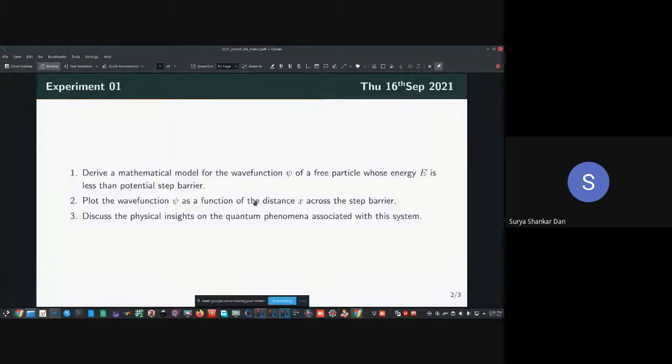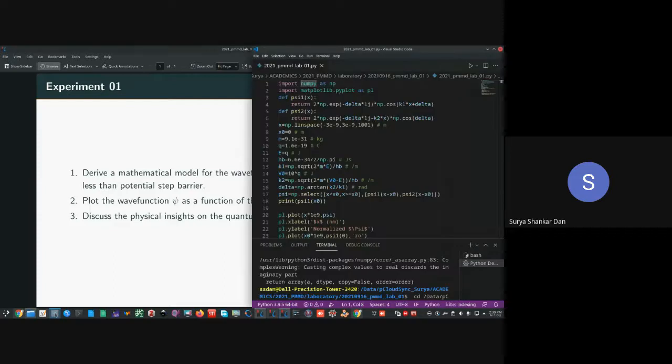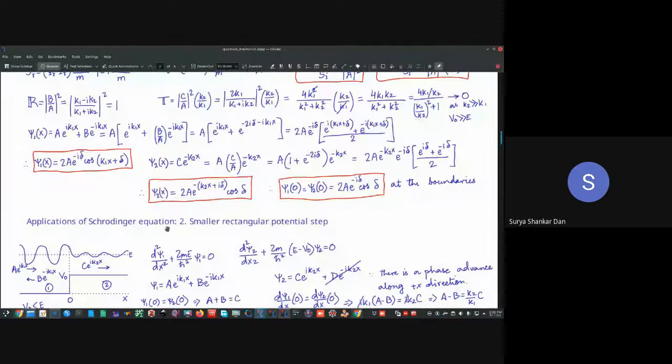Plot the wave function as a function of this. You might be thinking that I'm asking you just to make a plot. Remember, in the process of plotting, you have to essentially use Python, C++, MATLAB, anything. But I will always recommend you to use Python, and the reason is already obvious to you by now. So in Python, what I have done is I have simply coded these functions.